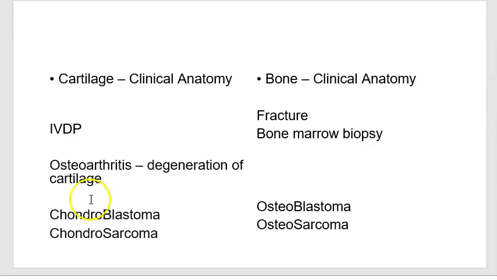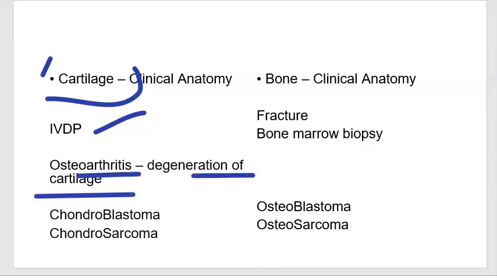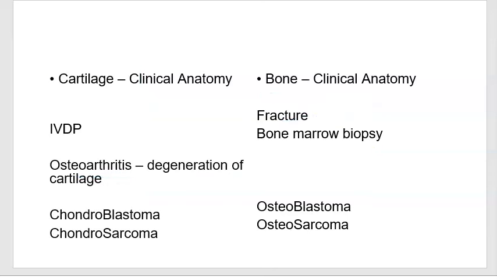Then coming to clinical anatomy, what problems you can have with cartilage: intervertebral disc prolapse can happen. Then you can have osteoarthritis because of degeneration of cartilage in the joints. Then coming to bone, you have fracture. Everybody will say bone clinical anatomy means fracture, bone marrow biopsy of the hip bone. Then coming to tumors, bone tumors. If you have chondroblastoma, then equivalent to it you have osteoblastoma. If you have chondrosarcoma, you have osteosarcoma, which is malignant. So this is the clinical anatomy also we told you in the differences between cartilage and bone.